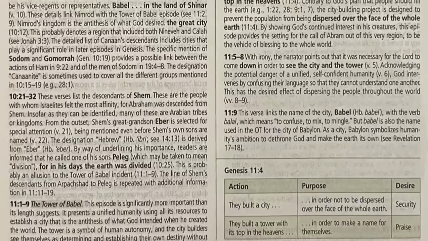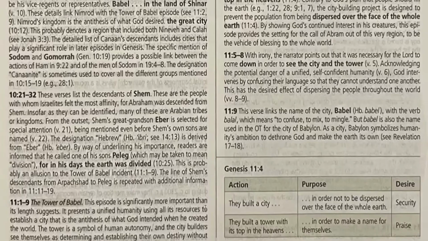Chapter 11, verses 1 to 9. The Tower of Babel. This episode is significantly more important than its length suggests. It presents a unified humanity using all its resources to establish a city that is the antithesis of what God intended when he created the world.